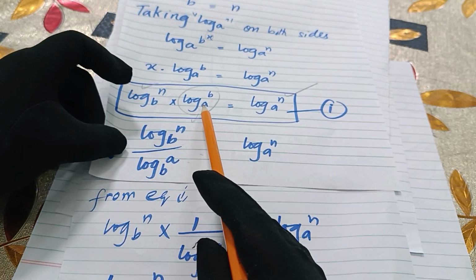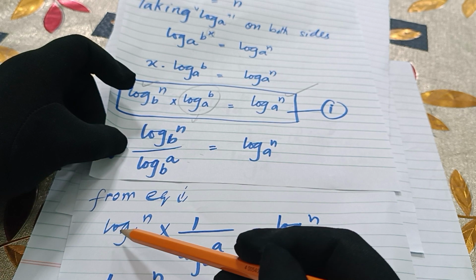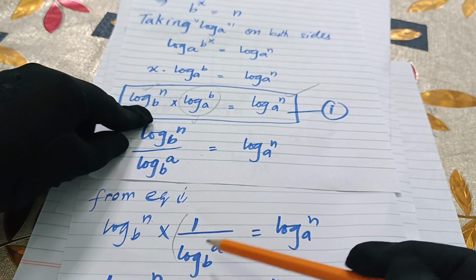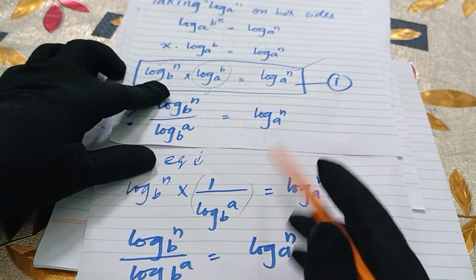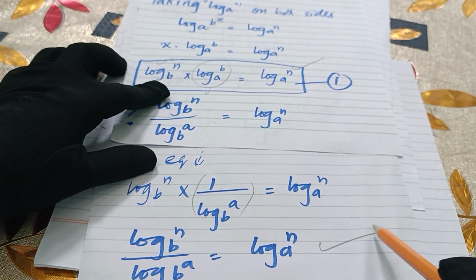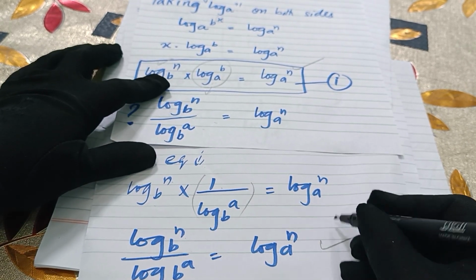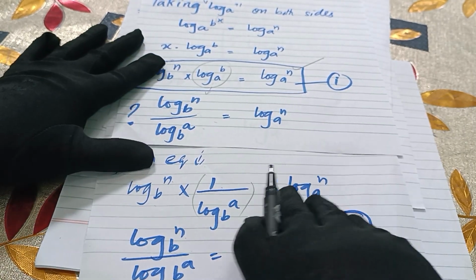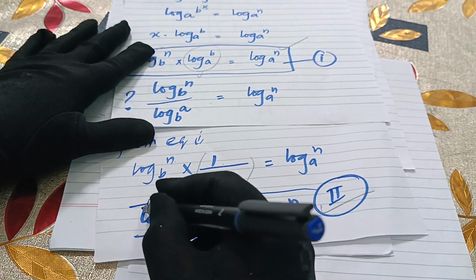Use this replacement in equation 1: it will change to log_b n into the value of this, equal to log_a n, and this multiplied by 1 equals this, and that's how our second part of the law is also proved. This is the first part of the law, and this is the second part of the law which is being proved over here.